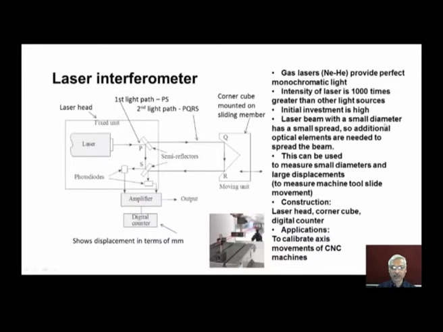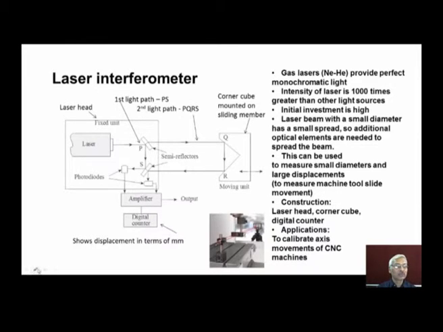have a small diameter, the spread of the laser on the work surface will be very small. In order to cover the larger area of the workpiece, we need to have additional optical elements to spread the beam to cover larger area of the workpiece. These laser interferometers can be used to measure small diameters, and also larger displacements can be measured. So these laser interferometers are used to measure the machine tool slide movement.